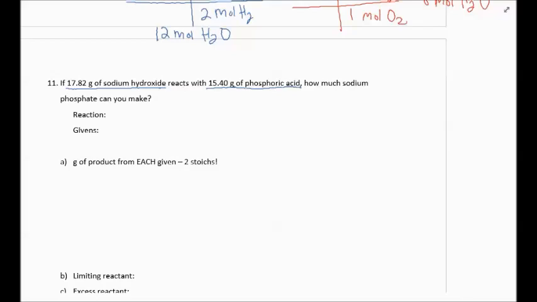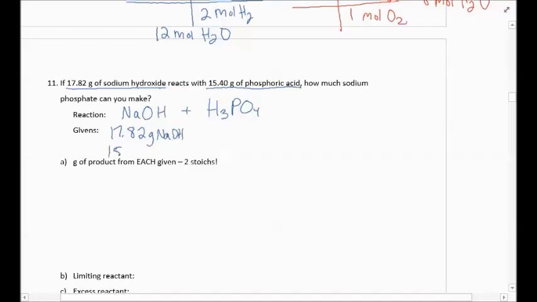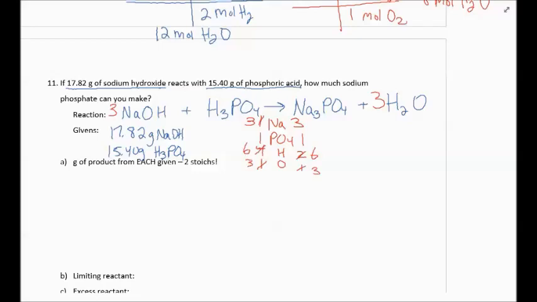Just like before, we need to write out our chemical reaction. So we have sodium hydroxide, which is NaOH, reacting with phosphoric acid, which is H3PO4. We have two givens, 17.82 grams of sodium hydroxide and 15.40 grams of H3PO4. So the first thing we need to do is identify the reaction type so we can predict the products. Why don't you try that on your own? So we now have the complete reaction, including balancing it, so we can get started on the stoich part of it.